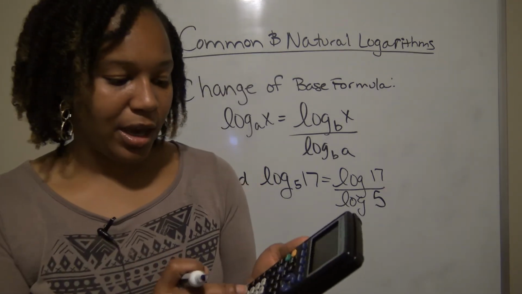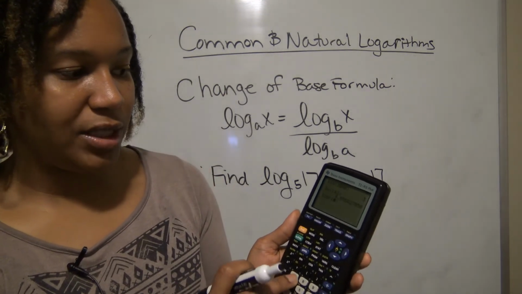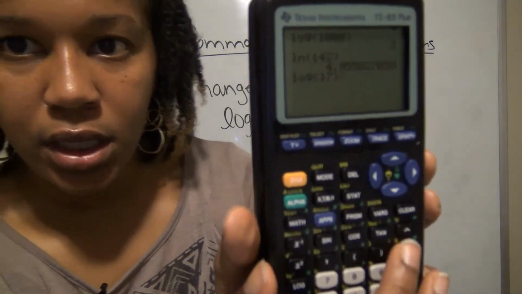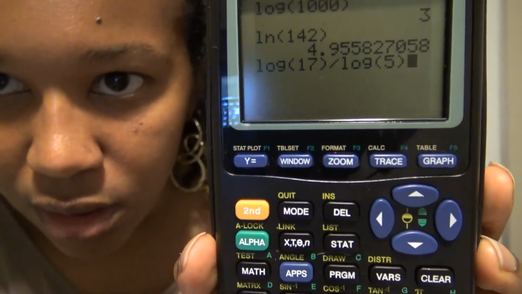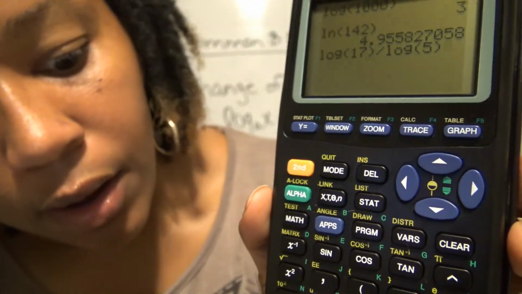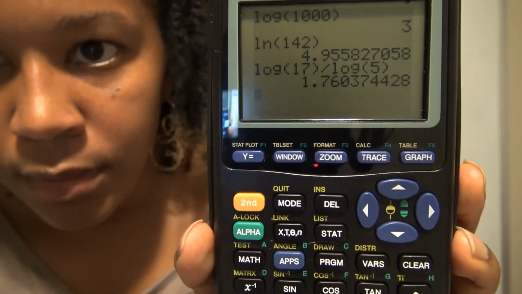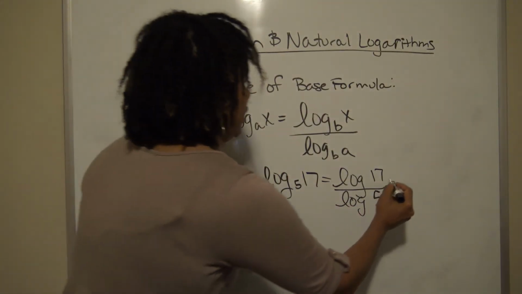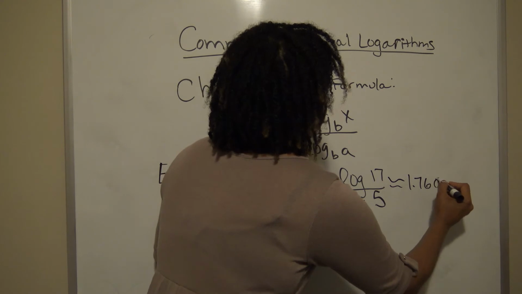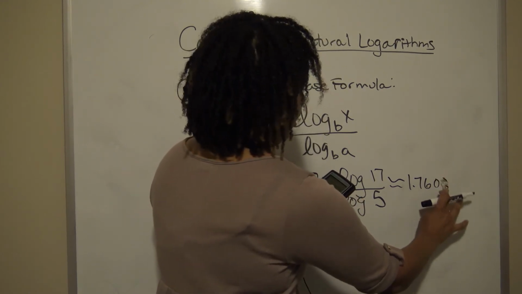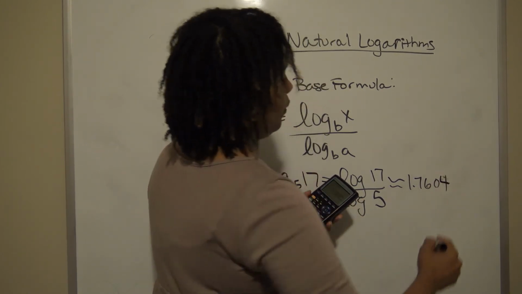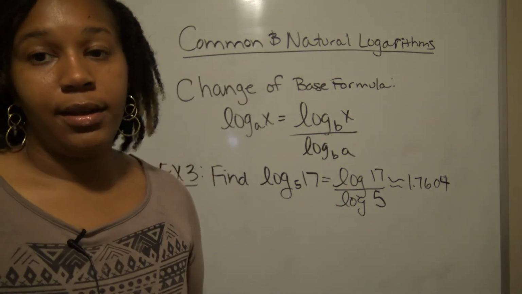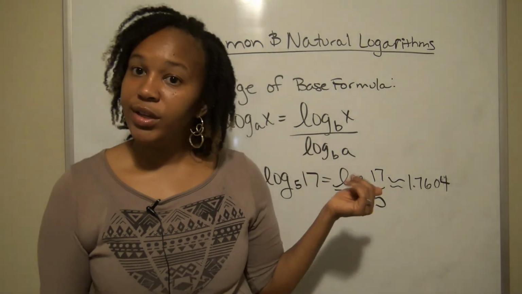Now I can actually calculate that by doing log 17, close the parenthesis, divided by log 5, and close the parenthesis. So it looks like this. And I'll hit enter. And I get approximately 1.7603. So this is approximately 1.7603, and some more numbers. If I round that, that's 1.7604. So that's how I would calculate a log of a different base. I would use the change of base formula.